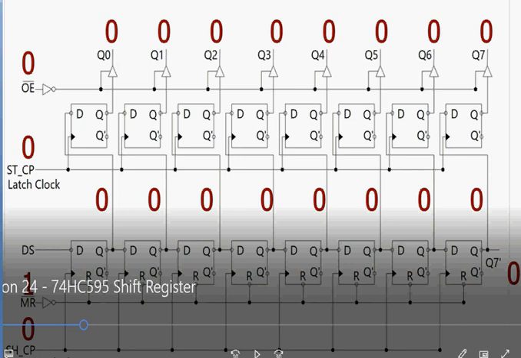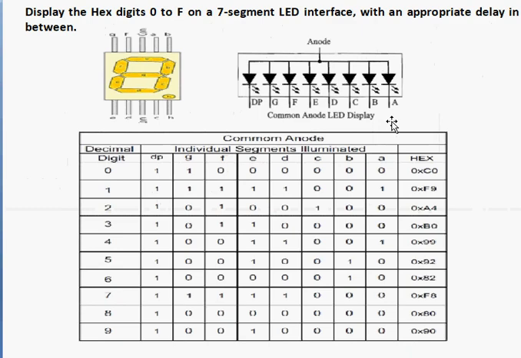To transfer or latch this information onto the upper D flip flops, you are supposed to trigger this line high. This latch clock should be enabled. So to enable this, this should be pulled high. When you pull this high, this whole 8-bit information would be latched onto the lines Q0 to Q7. Now how are Q0 to Q7 connected? A is connected to Q0, B is connected to Q1, and finally DP is connected to Q7.